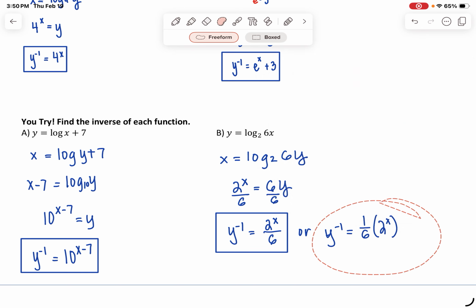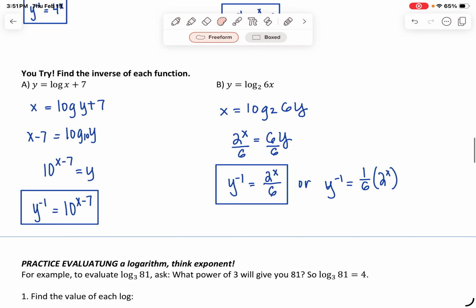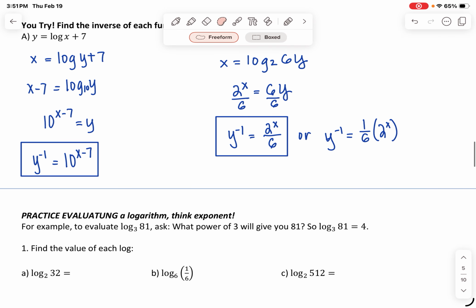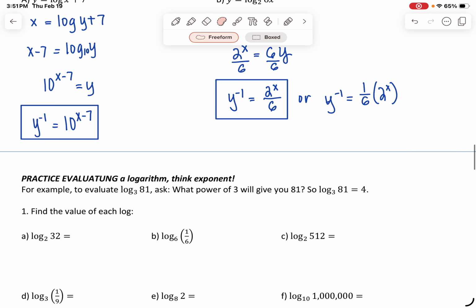Okay. So on the one that you had to do first, the log was not isolated once you switch x and y, so you did have to subtract 7 first, and then you could rewrite it in exponential form. Your base was 10 on that one. On the second one, your log was isolated, but y wasn't by itself once you got it in exponential form. And then you can write it either way. I think it's just easier to put it over 6, but this looks like an exponential function that we graph. So if you wrote it like that, that's great too.